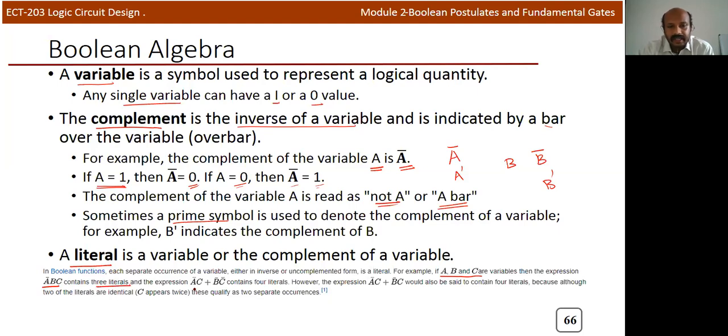Okay, and we'll take another expression which is A bar C plus B bar C bar. Here you can see that it contains four literals. Four literals. So that's the difference between variable and literal. Here actually we are using A, B, C, three variables, but in A bar C plus B bar C bar, C is repeating, yet we count four literals in this particular expression. Okay, that's the difference between variable and literal.